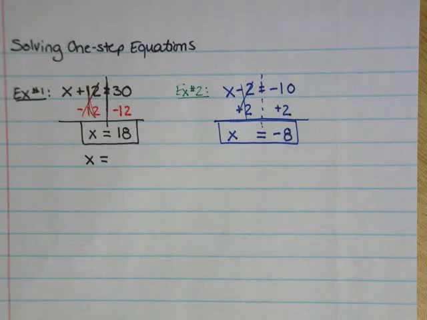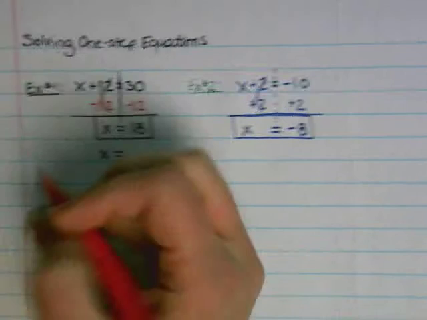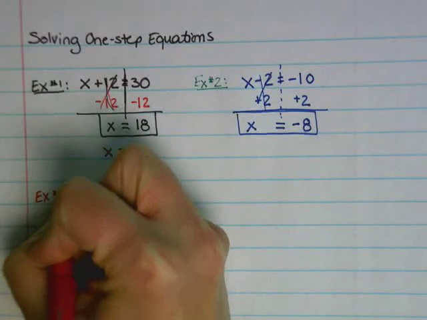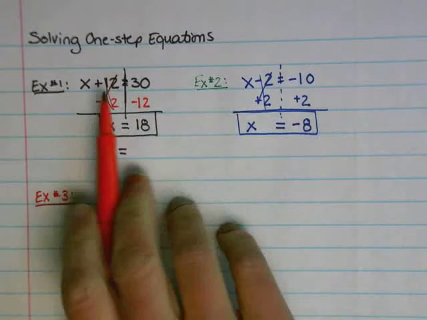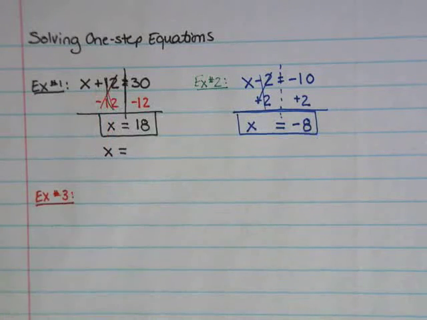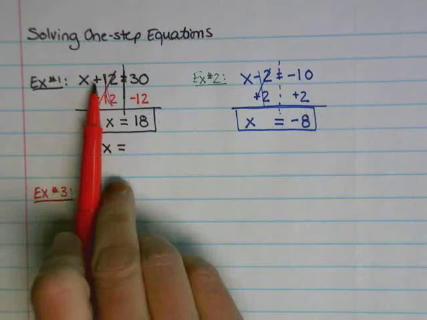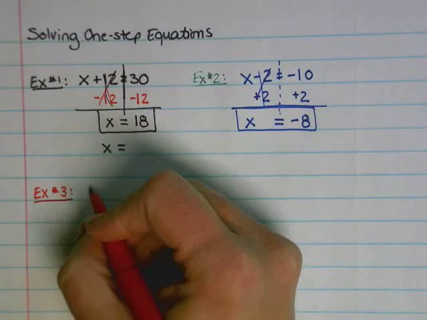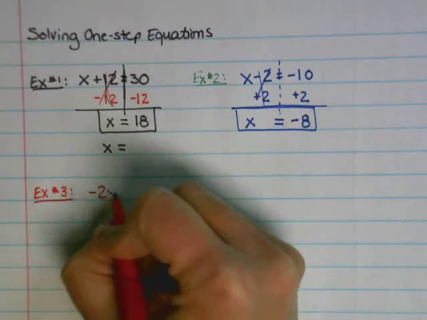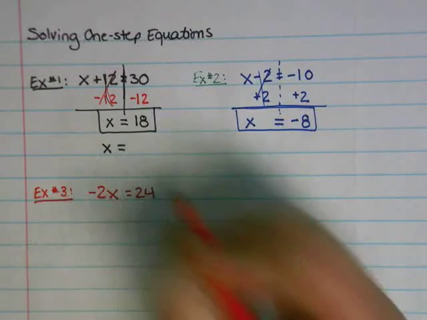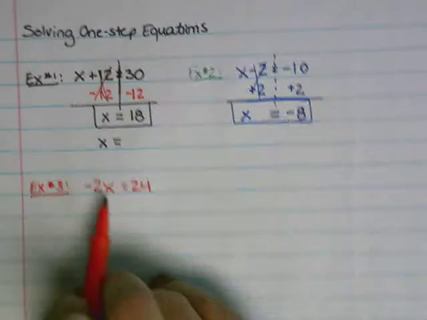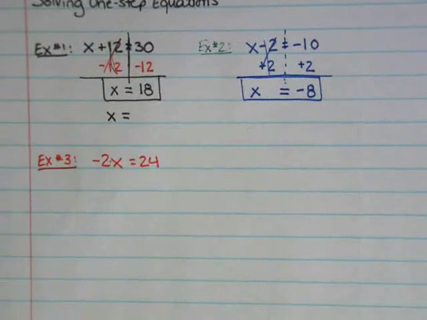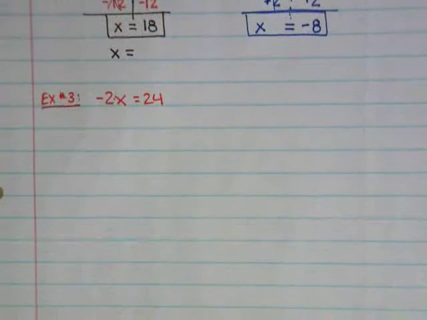Let me show you what it might look like with a multiplication or addition equation. Let's do example number 3. I think I said addition, multiplication or division equation. This one was an addition. This one was a subtraction. Let's do a multiplication. How about negative 2x equals 24? That means negative 2 times x. If you don't remember, when there's nothing in between a letter and a number, it means to multiply.